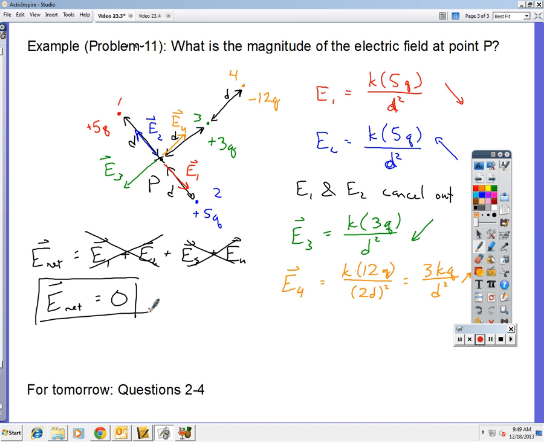Tomorrow we're going to look at questions 2 through 4, or I'm going to look at questions 2 through 4, which means you need to do them tonight.